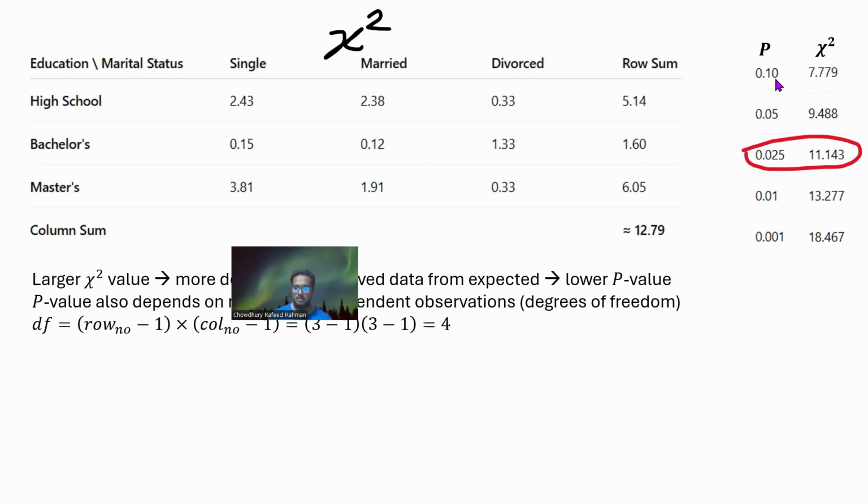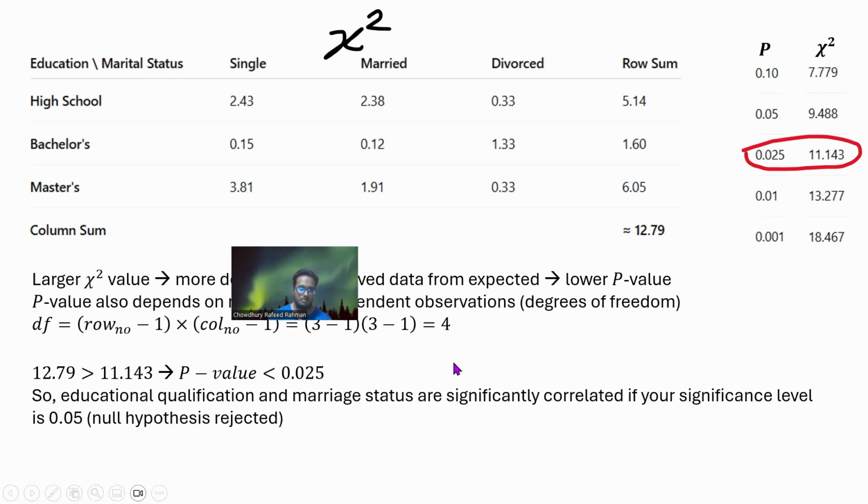So this is a p-value table for the chi-square test. You can see that there are different p-values having different chi-square values, and if you have a higher chi-square value, you have a lower p-value, which I just mentioned right here. So in our case, the value is 12.79. So you can see that 12.79 is higher than 11.143. And at 11.143, we already have a p-value of 0.025. So this is going to be less than 0.025 in our case.